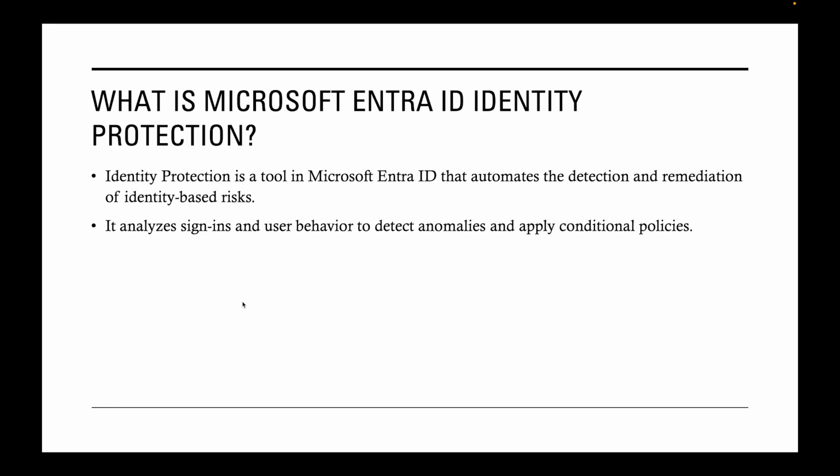So Microsoft has the Entra ID Protection. And what exactly does that mean? Identity protection is a tool in Microsoft Entra ID that automates the detection and remediation of identity-based risk. It analyzes sign-ins and user behavior to detect anomalies and apply conditional policies, which is basically conditional access policies, which we are going to start talking about as well.